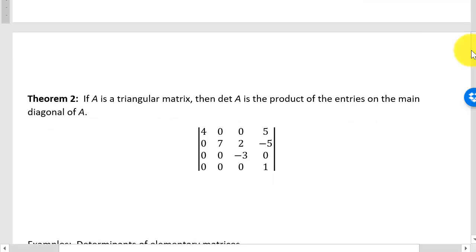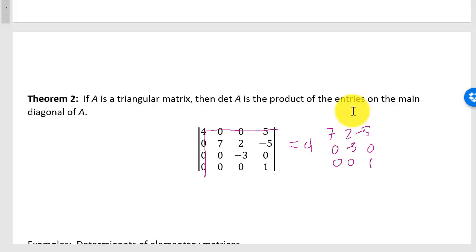Now, it turns out that if we have a triangular matrix, our determinant would be easy to compute. It's just going to be the product of the diagonals. So imagine taking 4 and then crossing out our row and column, and we have a submatrix, which is 7, 2, minus 5, 0, negative 3, 0, 0, 0, 1.